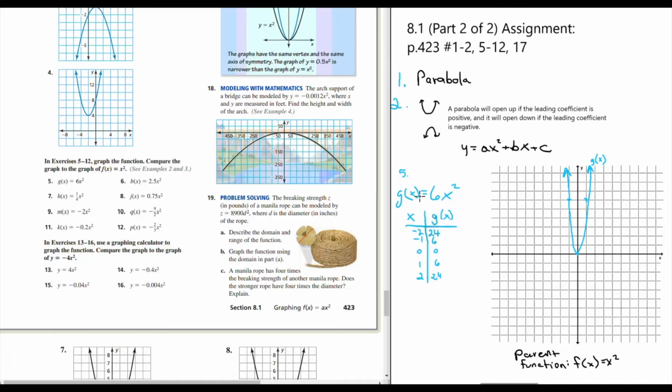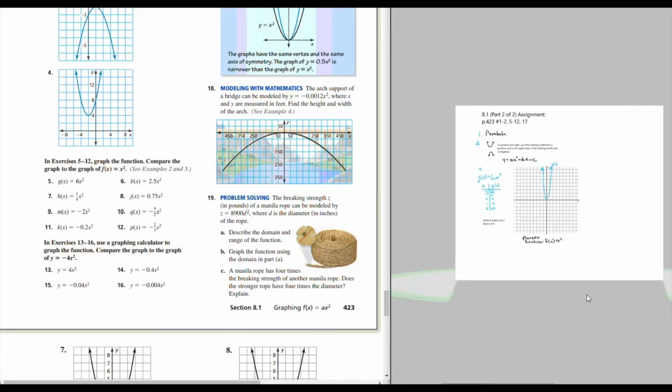So the only difference with this function compared to the parent function is that I have a 6 as a leading coefficient instead of a 1. So that is why this is a vertical stretch by a factor of 6. And again, you can just list out the transformations. If there's more than one, you just create a list and we'll list them all out. So that's number 5. All right, so keep on going.